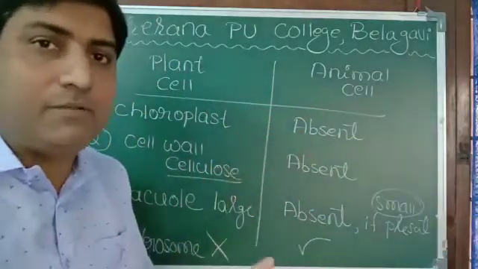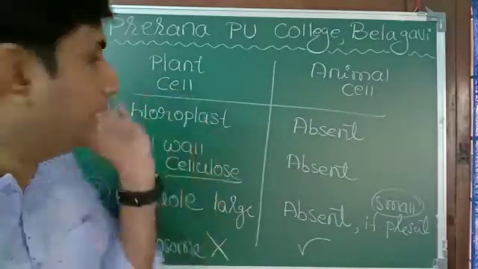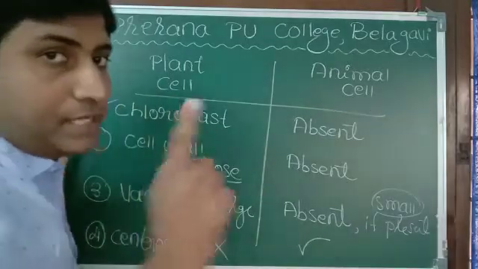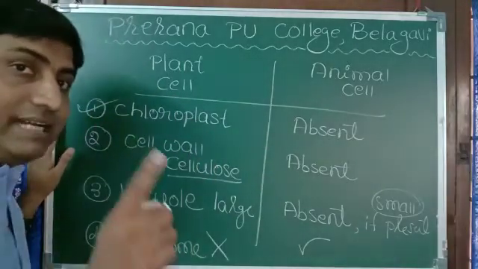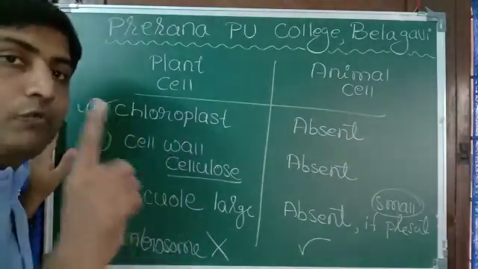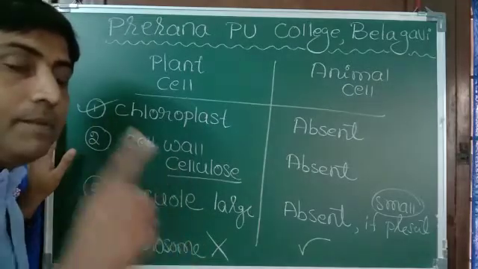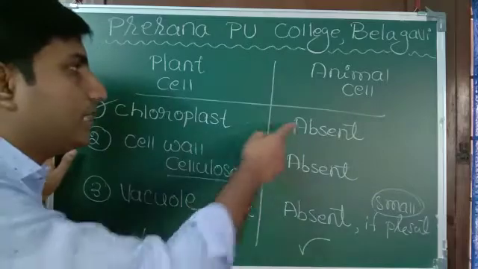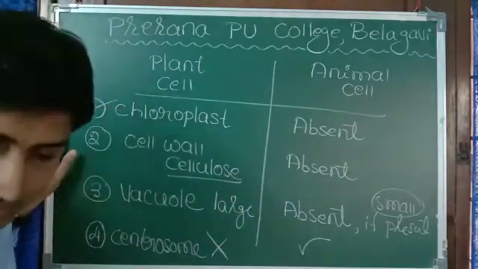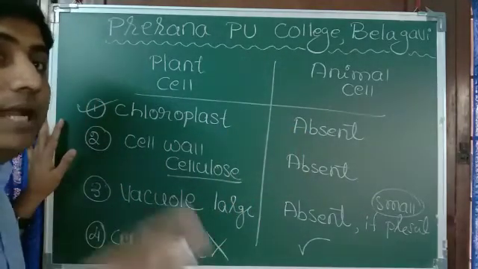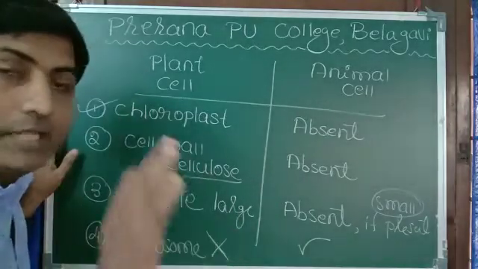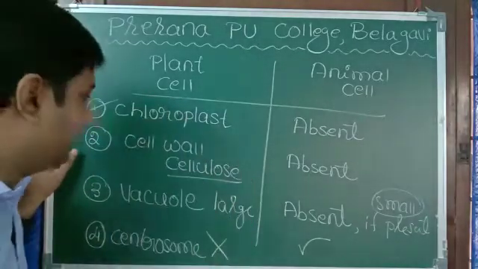I will tell you the important differences again. First one: chloroplast is present in the plant cell. It contains chlorophyll pigment, which helps during the process of photosynthesis. Such chloroplast is absent in the animal cell. Why? Because animals cannot prepare their own food. They cannot carry out photosynthesis.